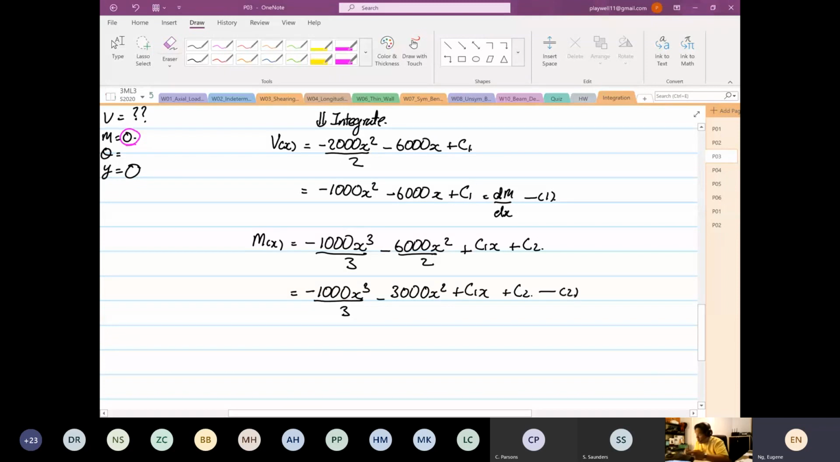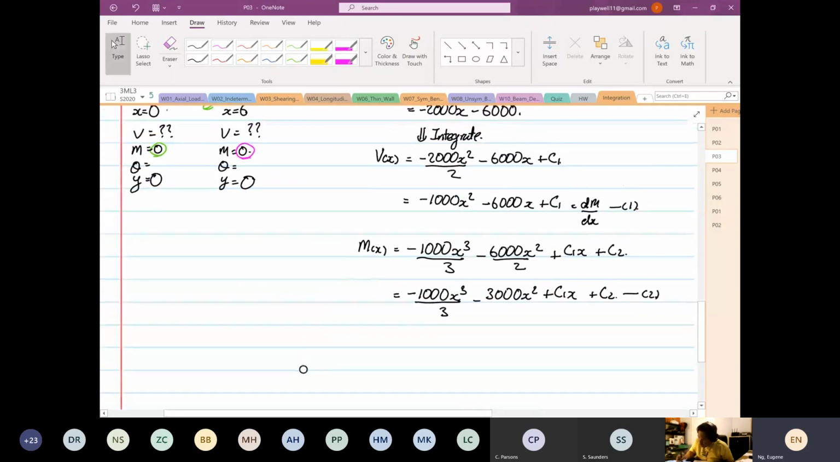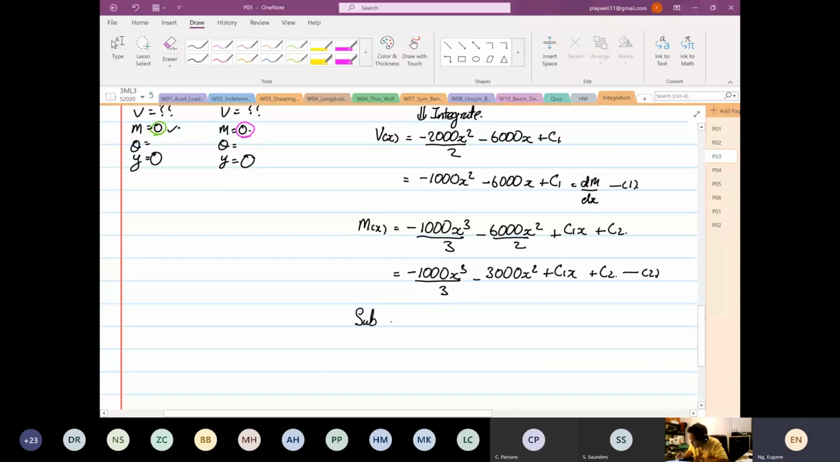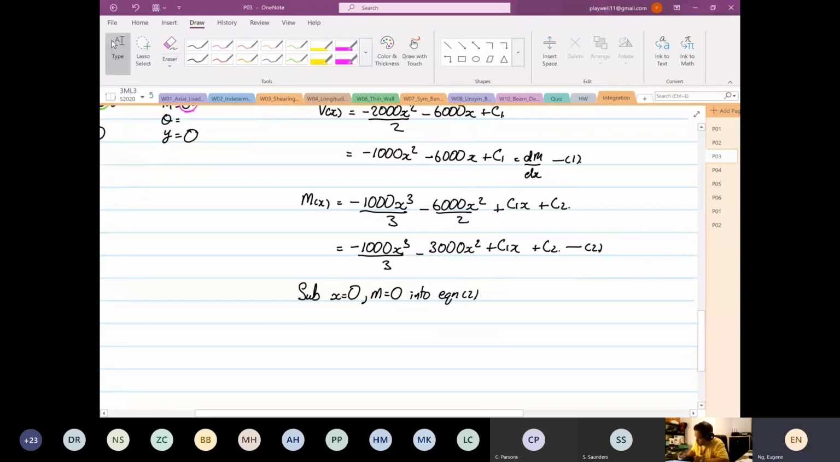This is our equation 2. Now we can start using our boundary condition. Yes or no? So our first boundary condition is when x is equal to 0, M is equal to 0. So we substitute x equal to 0 and M equal to 0 into equation number 2. When they're all zeros, everything vanishes. Therefore, C2 is equal to 0. Then we write M as a function of x is equal to minus 1000 x cubed over 3 minus 3000 x squared plus C1x. So this is your equation 2a now.